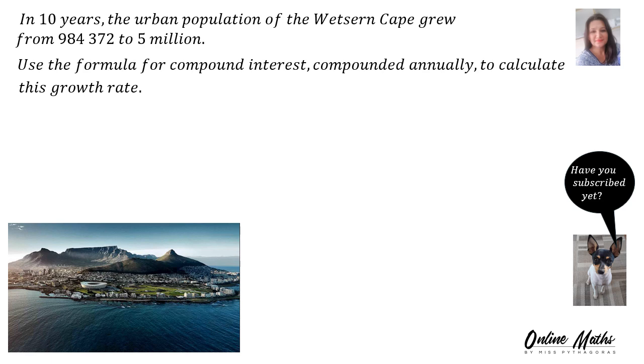Let's do another example. In 10 years, the urban population of the Western Cape grew from 984,372 to 5 million. Use the formula for compound interest, compounded annually, to calculate this growth rate. So let's start with the summary. n is 10. P is the 984,000. A is the 5 million and i is what we are looking for.